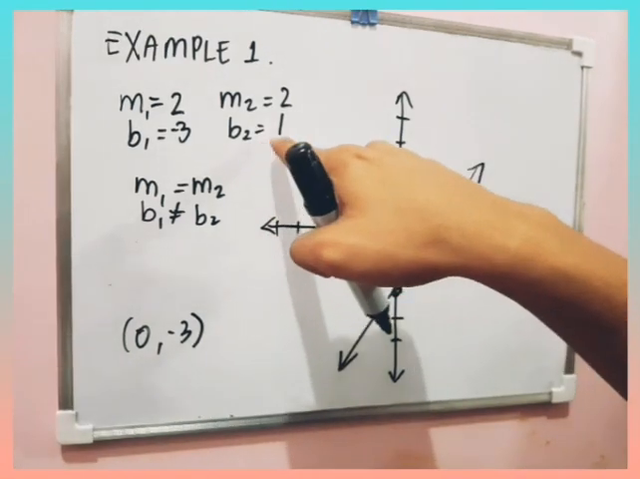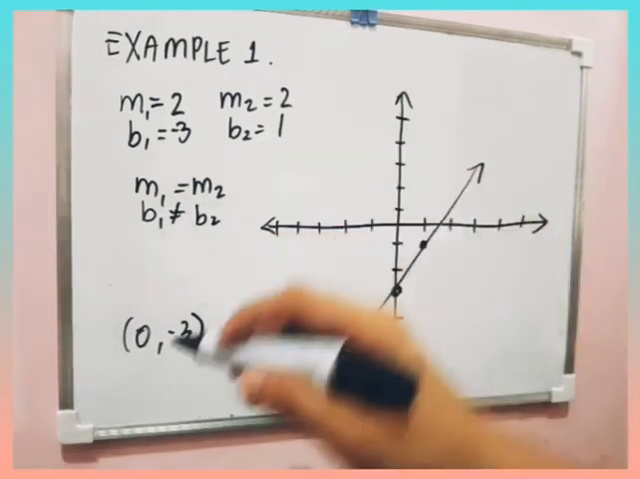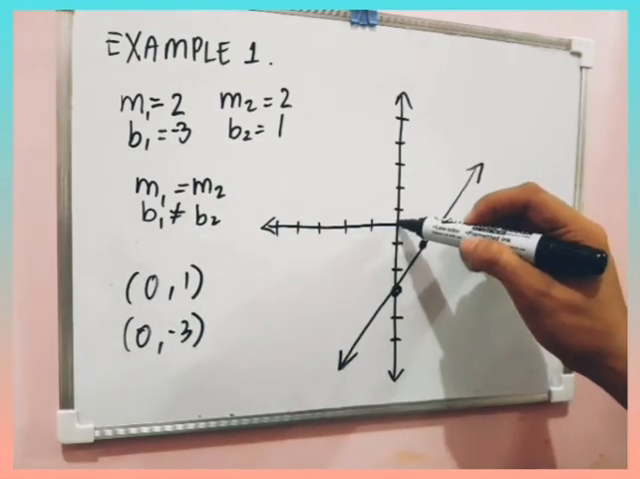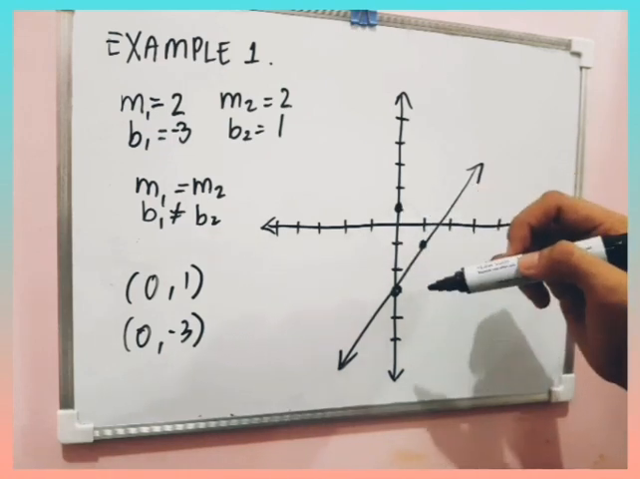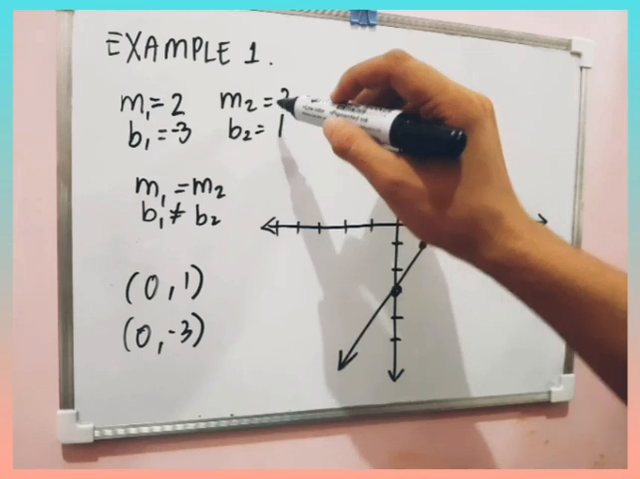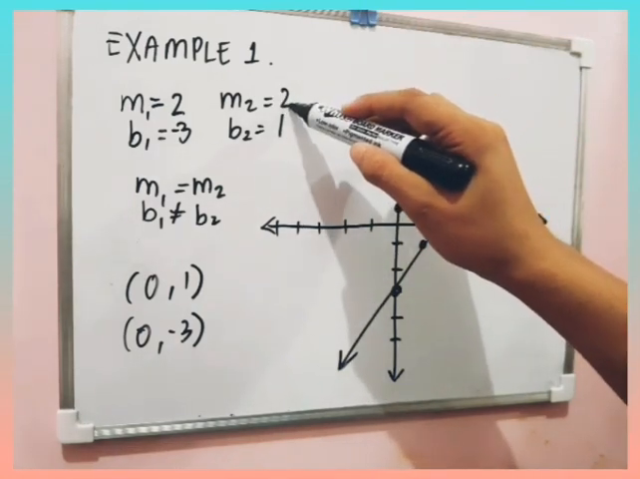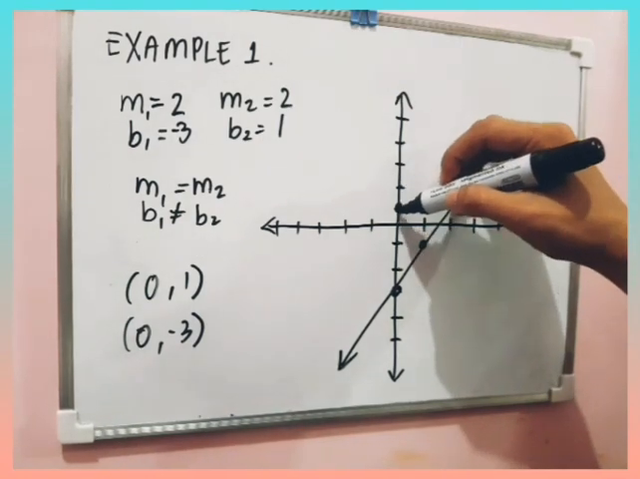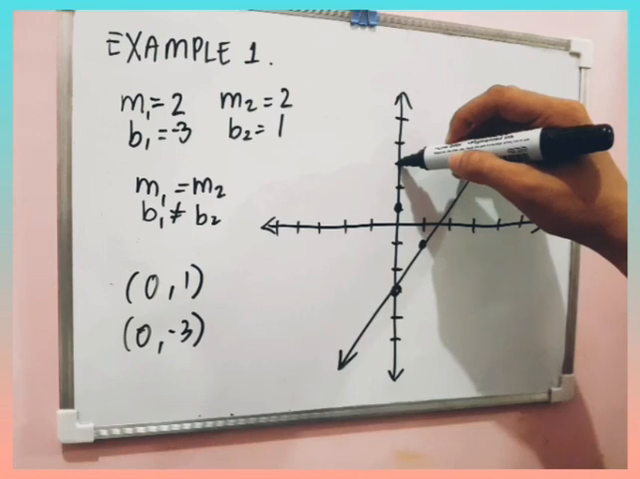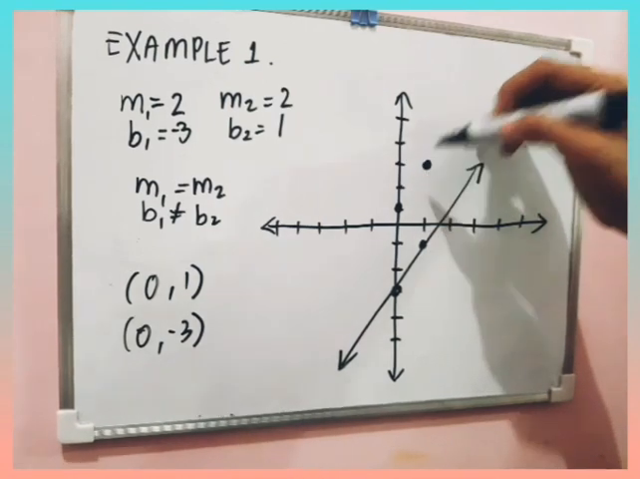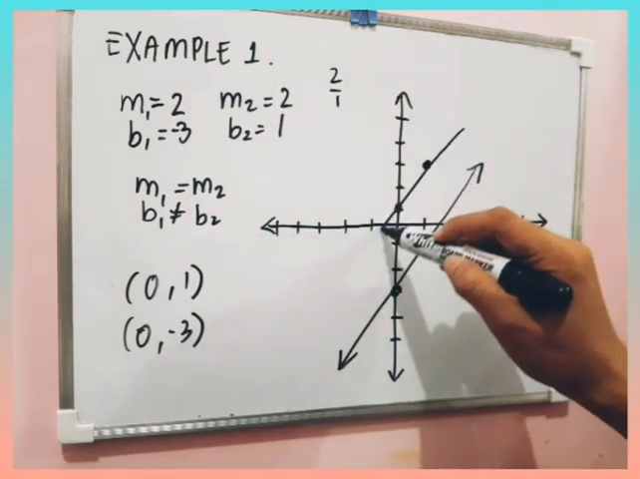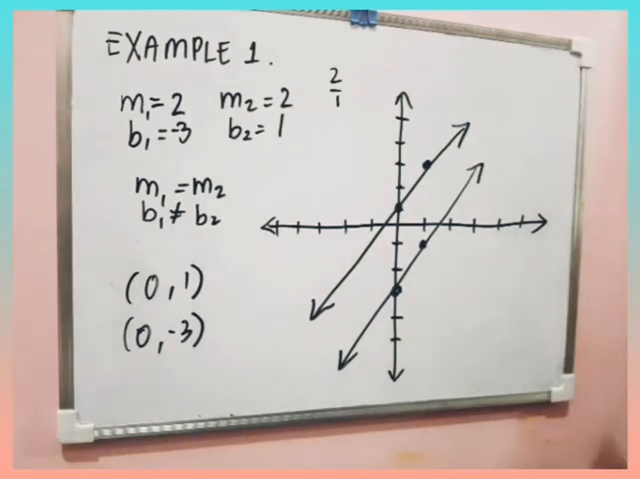And next we have y-intercept of 1. So we have 0, positive 1. It is located in here. And then how about the slope? Again, it is positive 2. So we have to move 2 steps upward, 1, 2, and then 1 step to the right, 1, because it is 2 over 1, remember. So there. So see, notice that our graph is parallel.